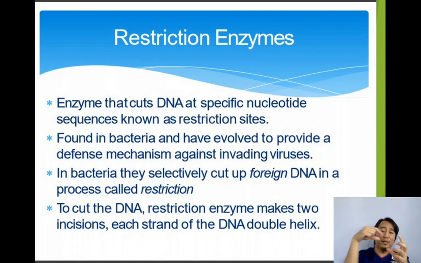Macam mana bila virus sudah invade and cell recognize, oh ni bukan apa ni, a particle, bukan DNA or bukan protein daripada sel kita. So restriction enzyme helps us to fight the intruders. So bila restriction enzyme dah produce, dia akan jumpa all the protein yang tak dijemput masuk dalam sel lah. Okay. In bacteria, they selectively cut up foreign DNA in a process called restriction. Okay. To cut the DNA, restriction enzyme makes two incisions, one in each strand of the DNA double helix. So, of course lah, sebab DNA ni, dia punya shape adalah double helix. So, you have to cut the DNA, make the two incisions lah.